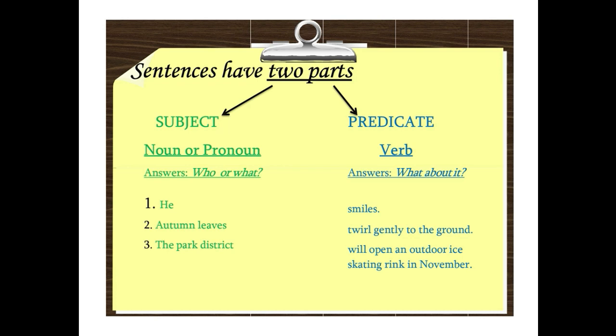Next sentence, the park district will open an outdoor ice skating rink in November. What will open in November? The park district. So the park district is my subject. And what will happen to the park district? It will open an outdoor ice skating rink in November. So that's an action. It will open. So that is my predicate.